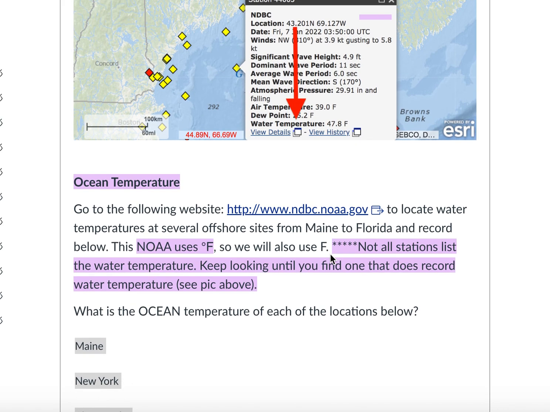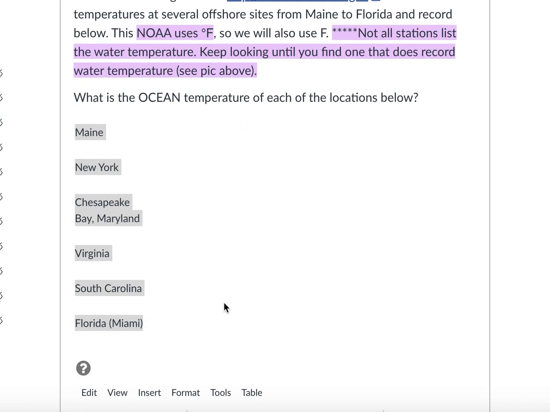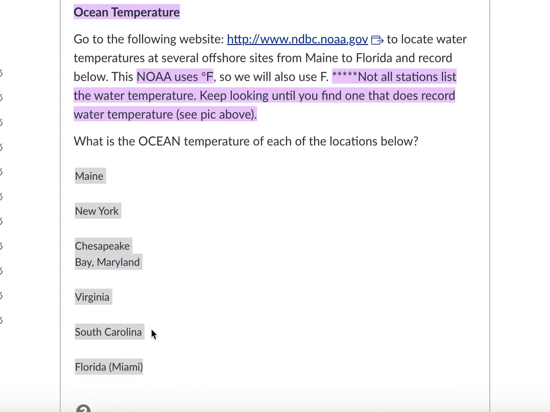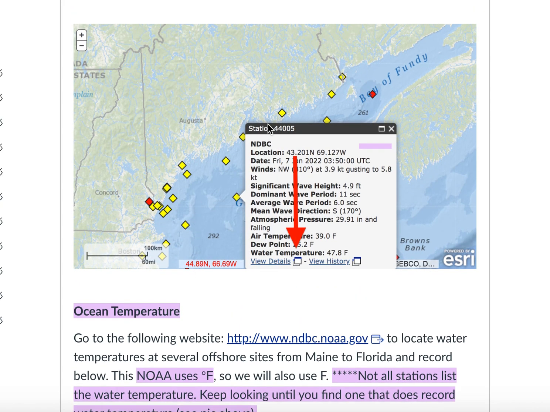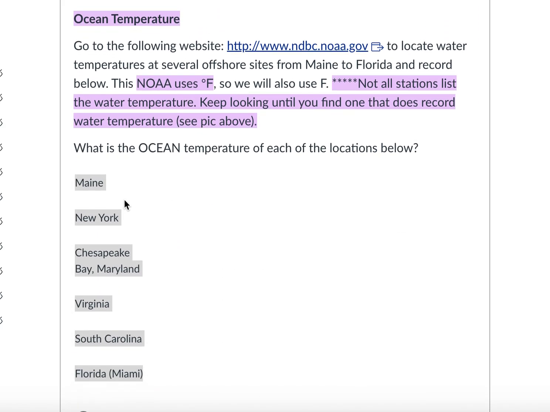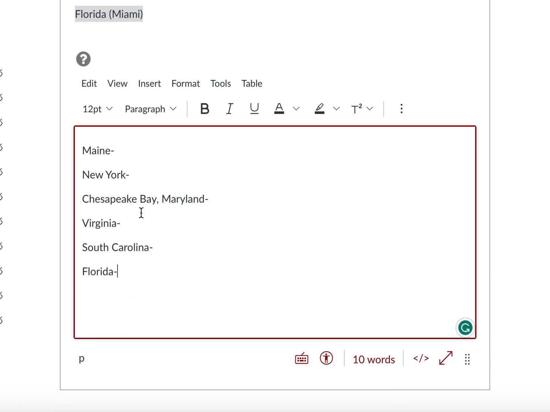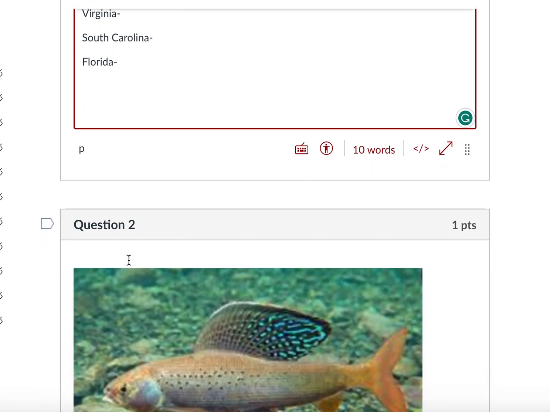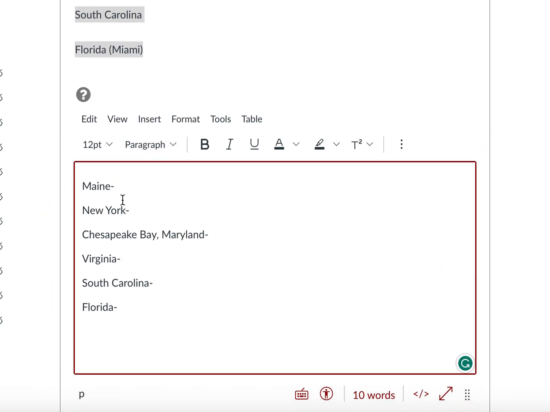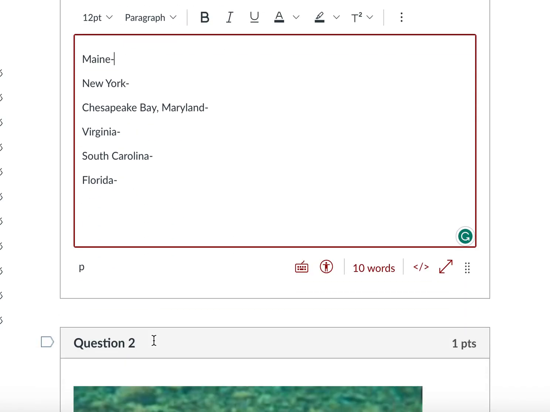So I ask you to click on this website, and then you are going to go to these different states: Maine, New York, Chesapeake Bay, Maryland, Virginia, South Carolina, and Florida. You're going to pick any buoy because there are lots of buoys by each state. I don't care which one you pick. You can just pick any buoy near that state, and then write up the ocean temperature next to it. In the answer of the question, I rewrote the states.